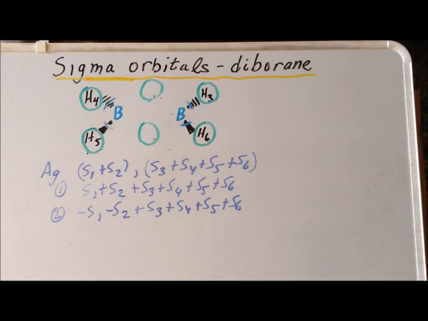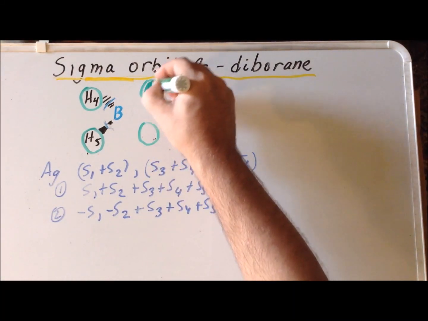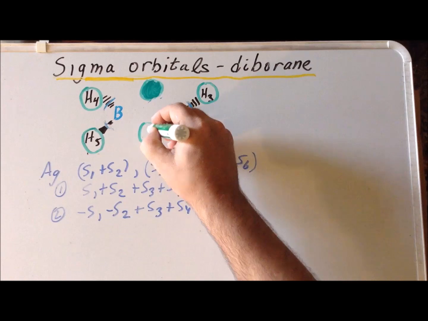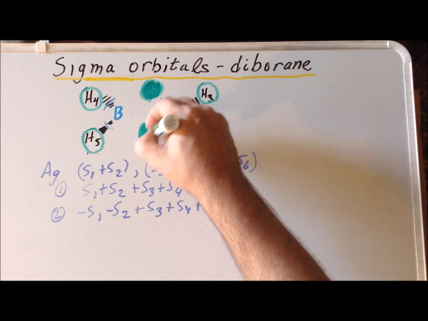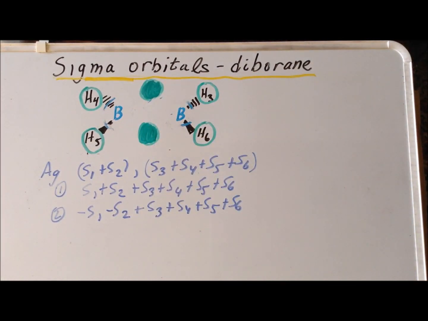Now let's try to construct the second Ag combination. Here S1 and S2 are of opposite phase, so we will demonstrate that by filling them in with green. Now we need atomic orbitals on boron that have the proper symmetry to maximize the number of bonding combinations. We've already used the 2s orbital on boron, so we can't use that again. So now we expect that we're going to use the 2p's.